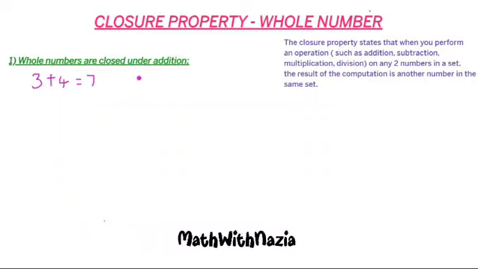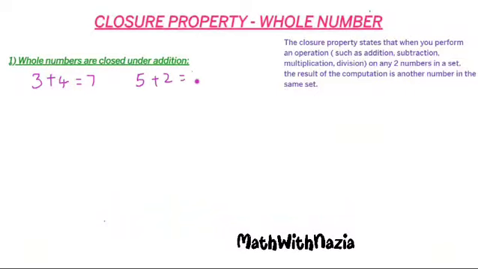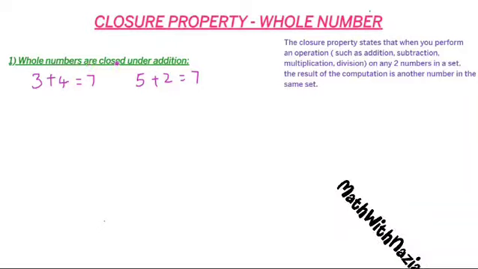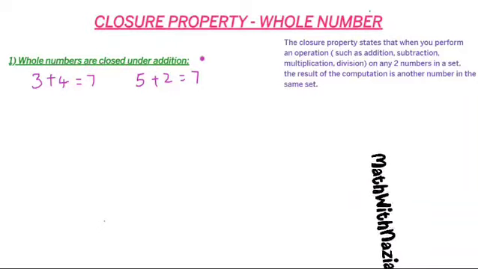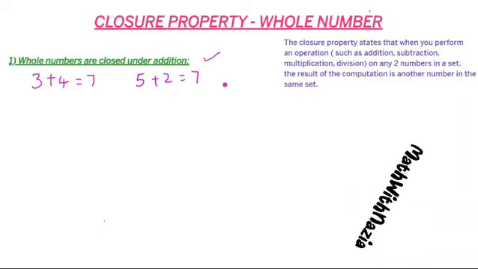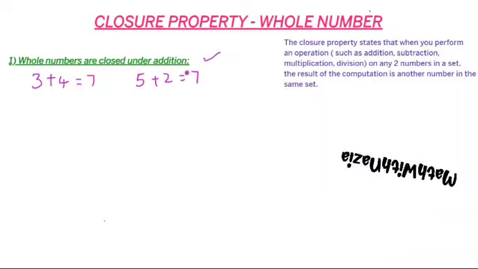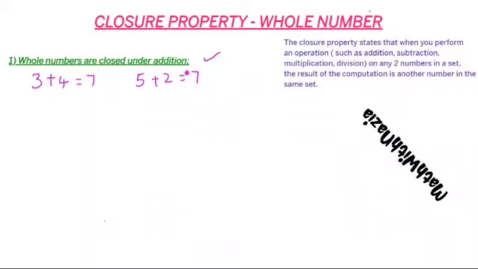Let's take another example, 5 plus 2. Again, this is also 7. So 5 is a whole number, 2 is a whole number, and 7 is also a whole number. So now we can say that whole numbers are closed under addition. This is true for addition. Whole numbers are always closed under addition. We have learned our first property.